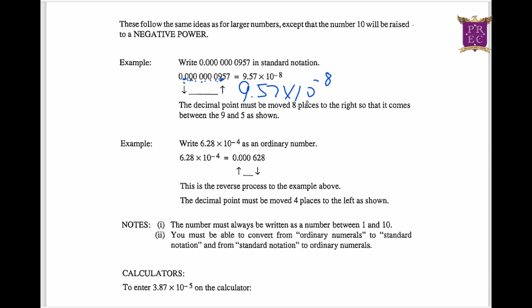Negative 8 this time. So what does 10 to the power of negative 8 actually mean? Well, when you have a negative number as your index, you just write it as a fraction. So 10 to the power of negative 8 is equal to 10 to the power of 8 at the bottom of a fraction. So 1 over 10 to the power of 8. So that's the same with any index. If we would write 10 to the power of negative x, that's the same as 1 over 10 to the x.